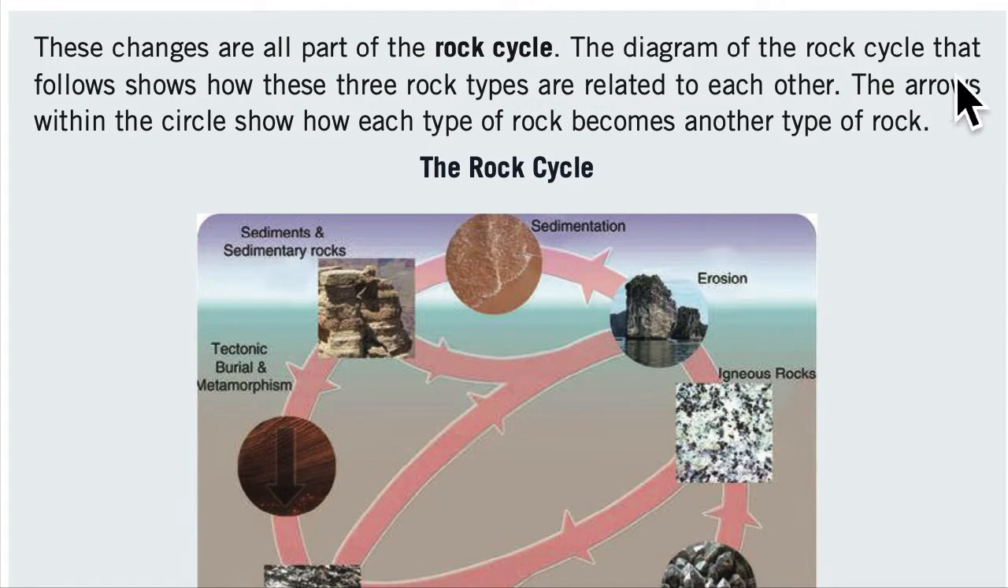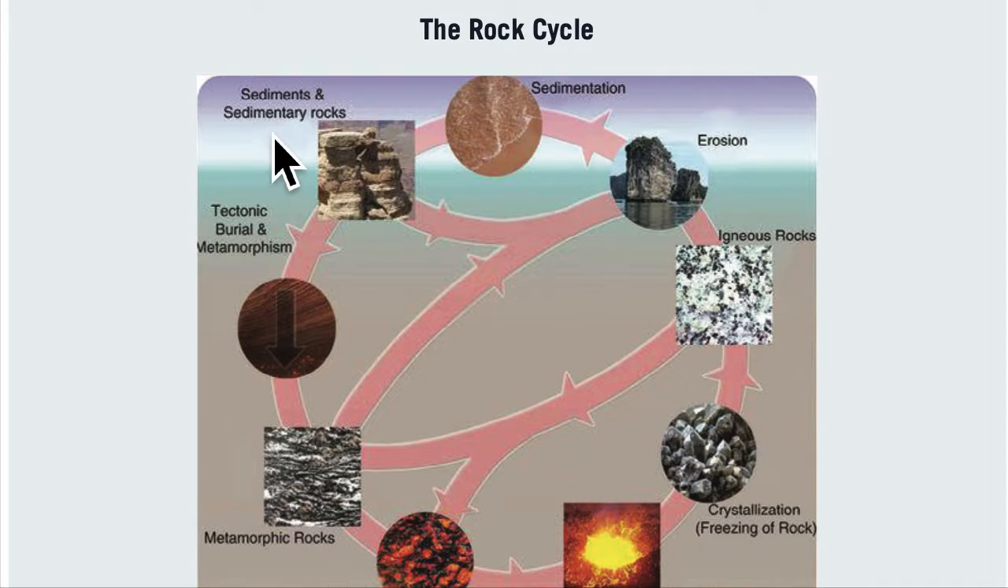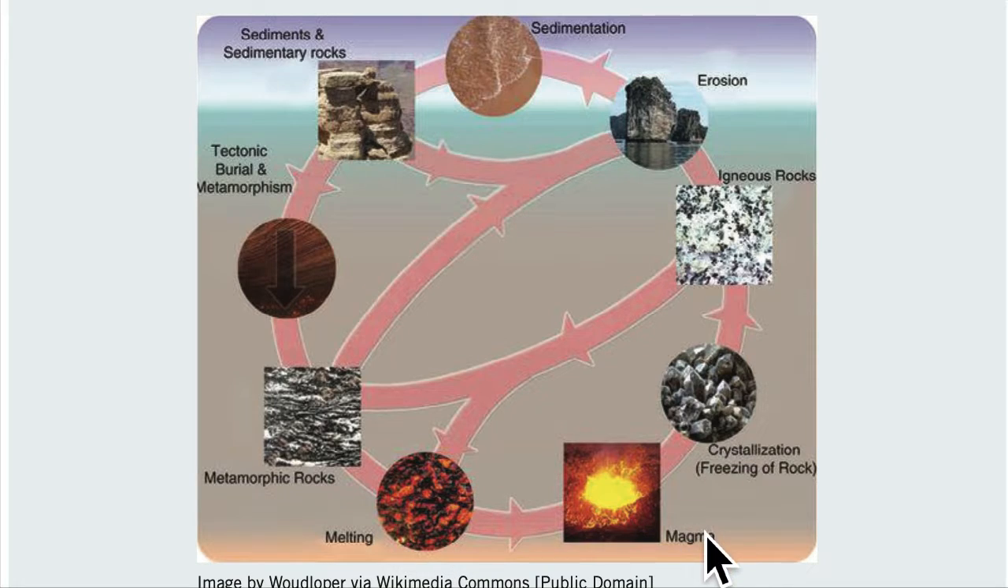The diagram of the rock cycle that follows shows how these three rock types are related to each other. The arrows within the circle show how each type of rock becomes another type of rock. The rock cycle: sediments and sedimentary rock, sedimentation, erosion, igneous rocks, tectonic burial and metamorphism, metamorphic rocks, melting, magma, crystallization, or freezing of rocks.